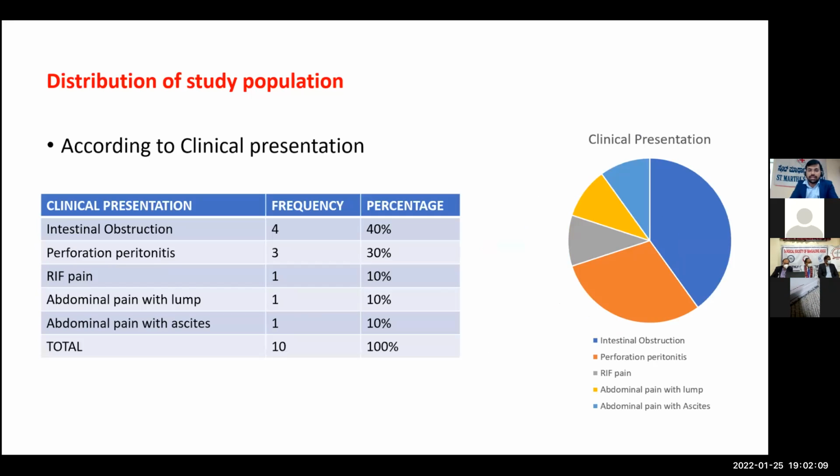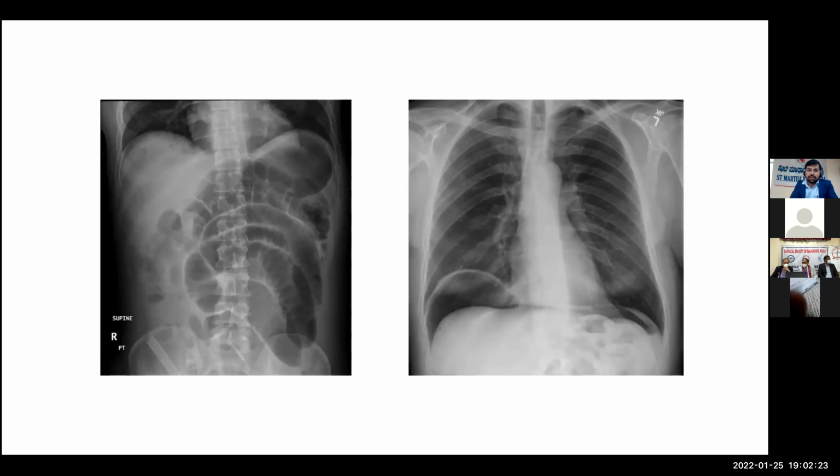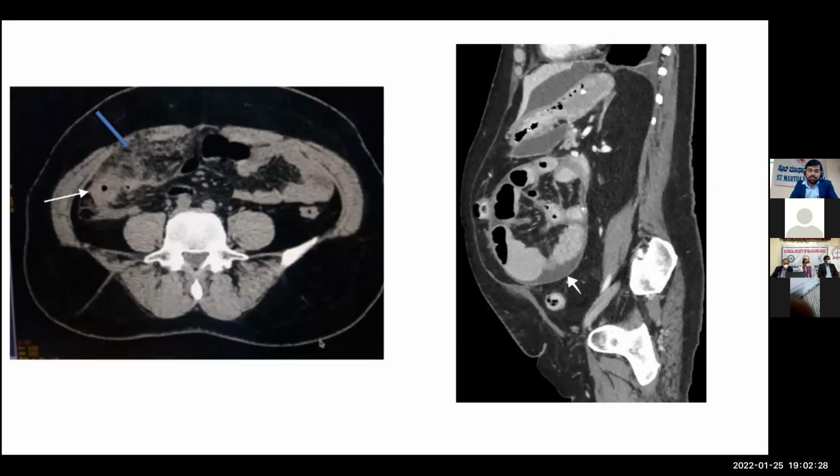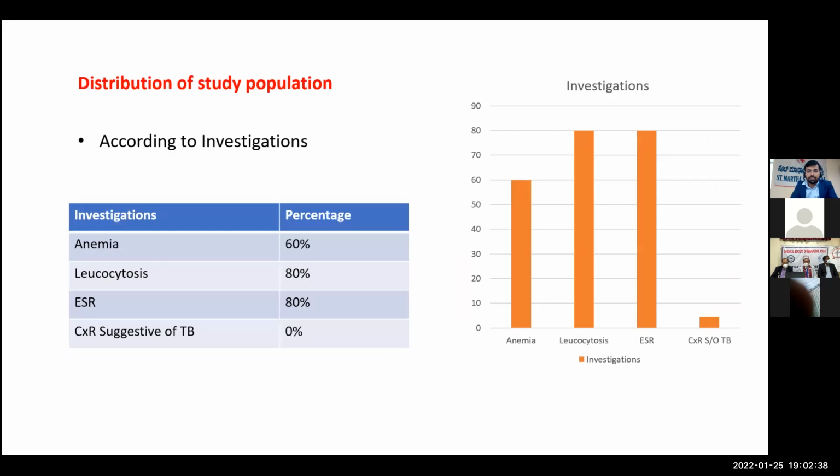Looking at the clinical presentation, around 40% of patients presented with intestinal obstruction, followed by perforation peritonitis in 30%, and then one patient each with RIF pain, abdominal pain with lump, and ascites. These are the images showing intestinal obstruction and perforation. The first image shows the RIF mass, the hypertrophic variety with ascending colon stricture, where the white arrow shows ascending colon thickening, and the second image shows the abdominal cocooning.